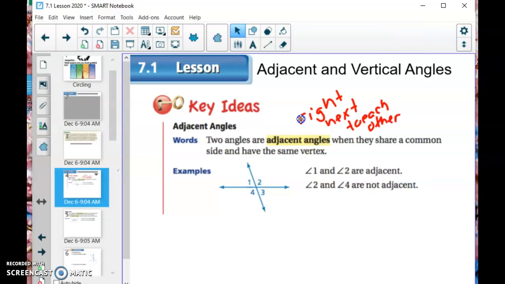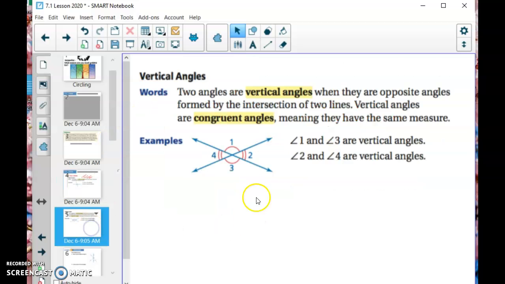Alright, so looking at this example, angle 1 and angle 2 would be adjacent angles because they are right next to each other. They share the same vertex and a common side. 2 and 4 would not be adjacent because they do share the same vertex, but they do not share a common side. So on this intersecting pair of lines, 1 and 2 would be adjacent, 2 and 3 would be adjacent, 3 and 4 would be adjacent, and 4 and 1 would be adjacent.